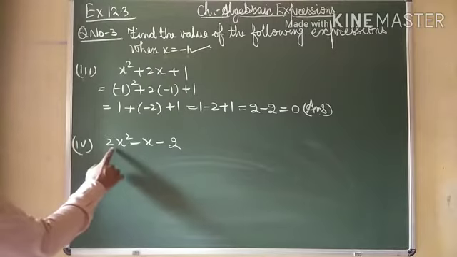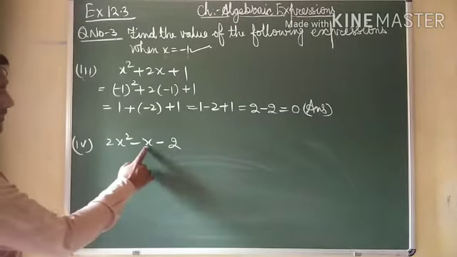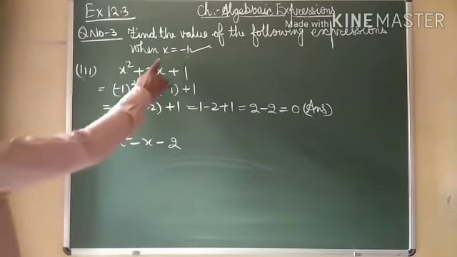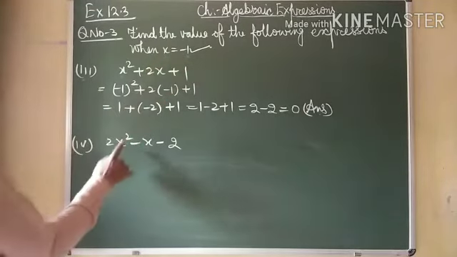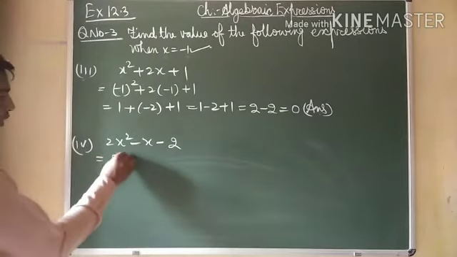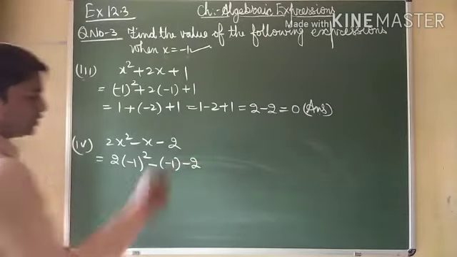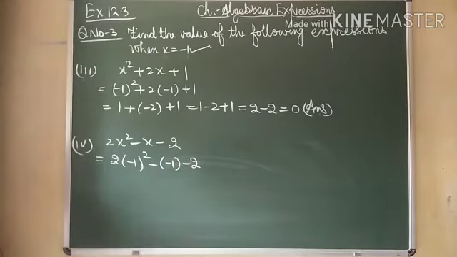We have to find the value of the algebraic expression 2x square minus x minus 2 when x is equal to minus 1. So again putting the value of x is equal to minus 1 here, we get 2 into minus 1 square minus minus 1 minus 2. Again minus 1 square is equal to 1.